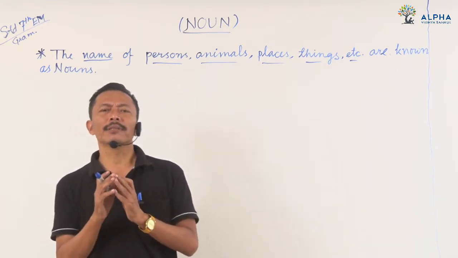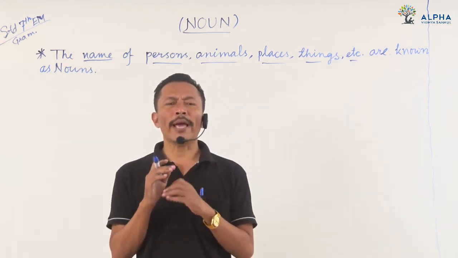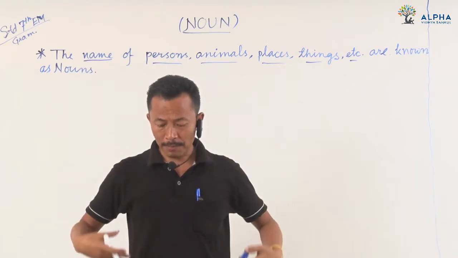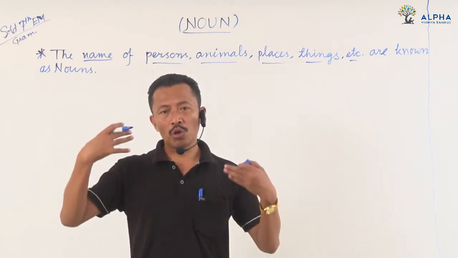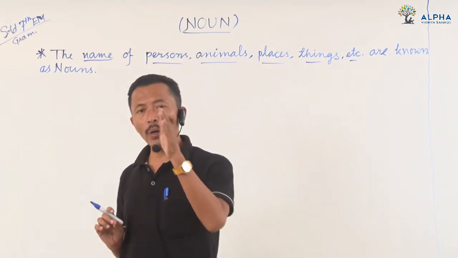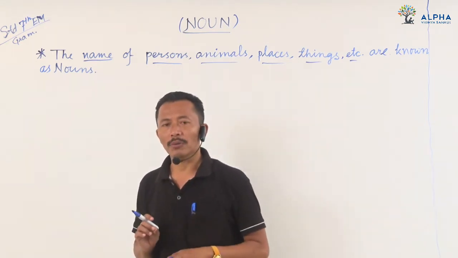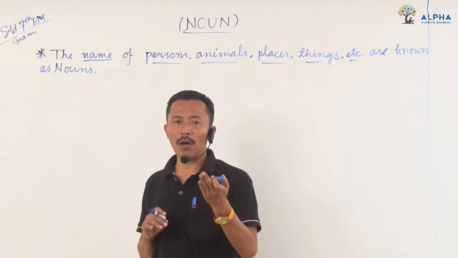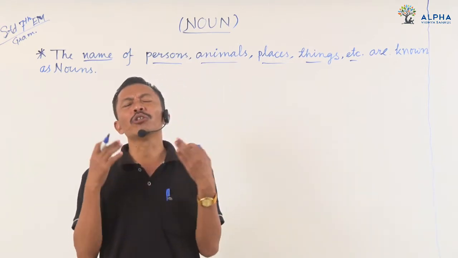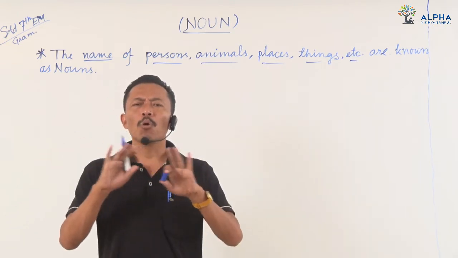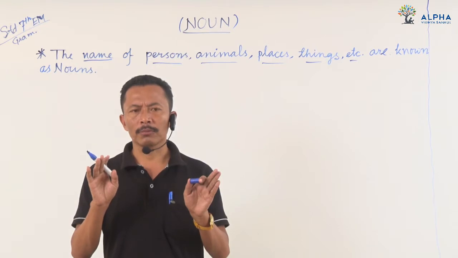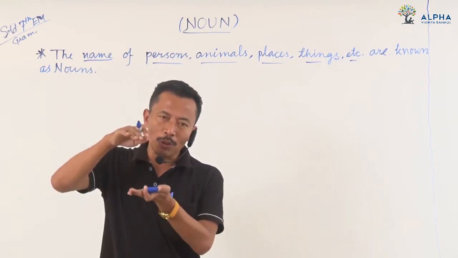Very simple. If you look at yourself, in your body there are so many nouns. All your body parts are noun. You also, what is your name? Suppose you are also noun. Your name also noun. And your family's name also noun. Your mother's name, your father's name, your sisters, brothers, your teachers, your friends. All are noun.